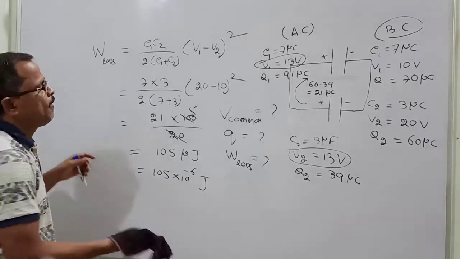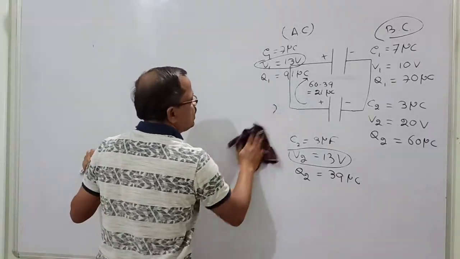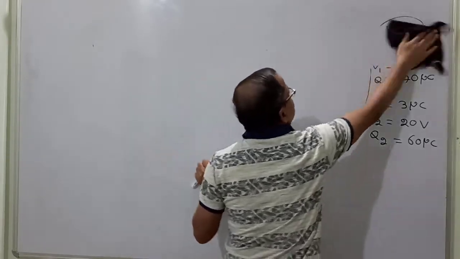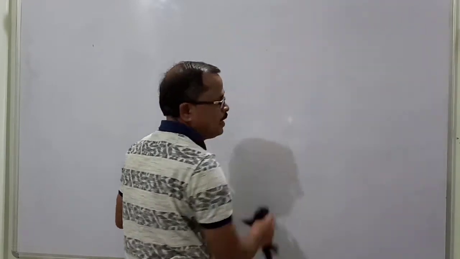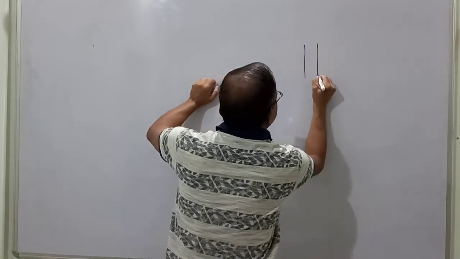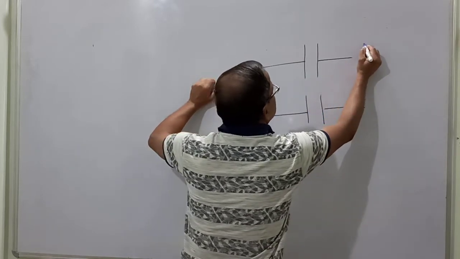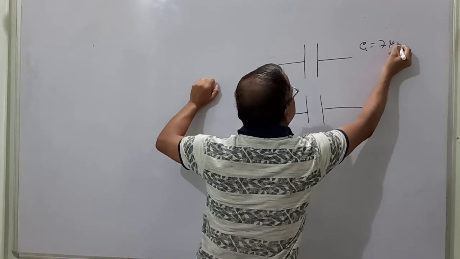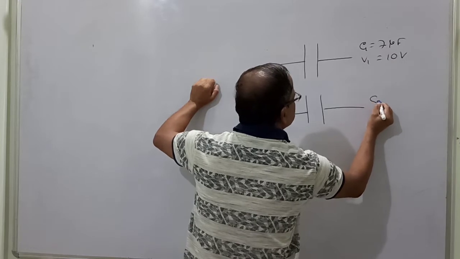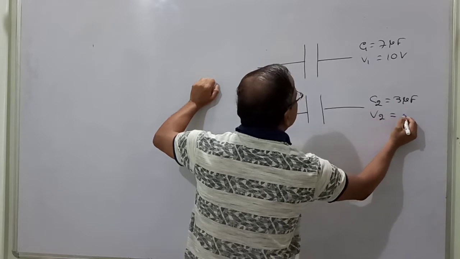So in another case, let's say the question will be given in the same problem. This capacitor, C1, is equal to 7 microfarad and potential is equal to 10 volt, and this capacitor is equal to 3 microfarad and potential is equal to 20 volt.